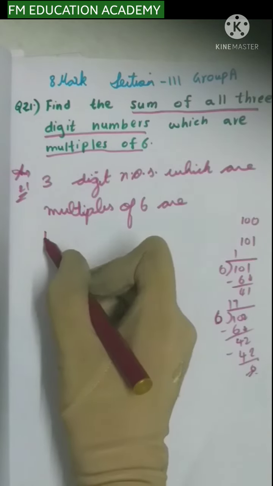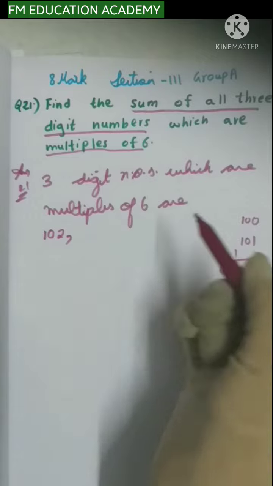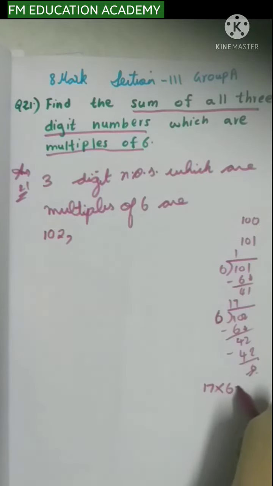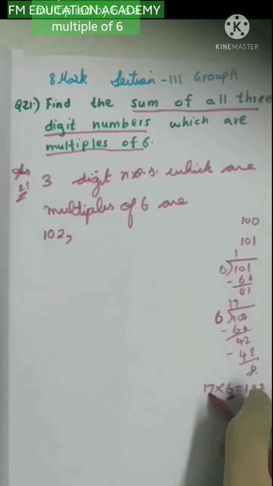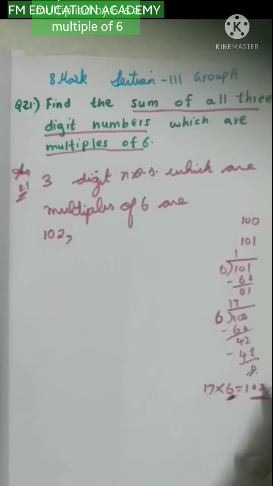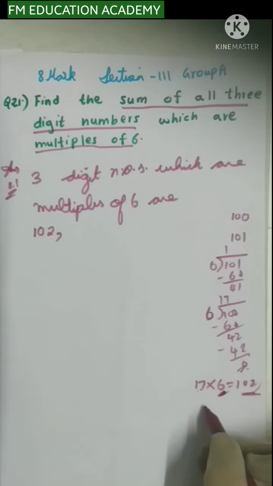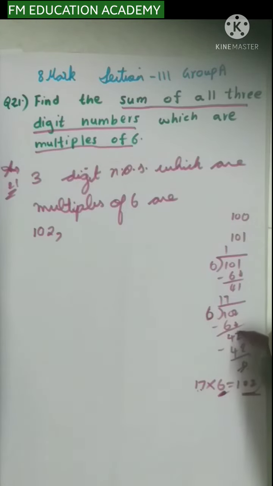So the first 3-digit number we got is 102, which is a multiple of 6, because we got to know that 17 sixes are 102 just now by solving. Multiples means any natural number when multiplied by 6 gives a number that is divisible by 6; that is called a multiple. Next, 103 will not go because you will get 43 here. 104 will not go because you get 44 here. 105, 10 minus 6 is 4, 45 will not go.